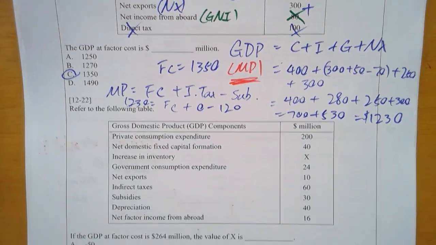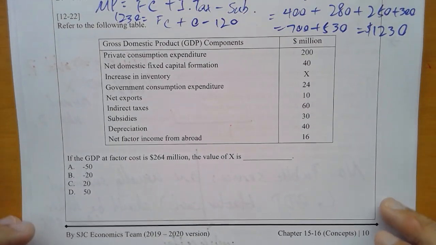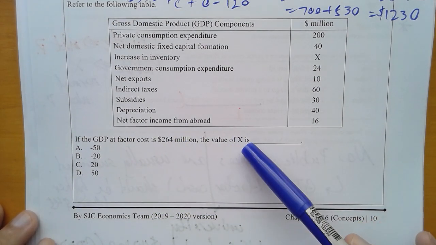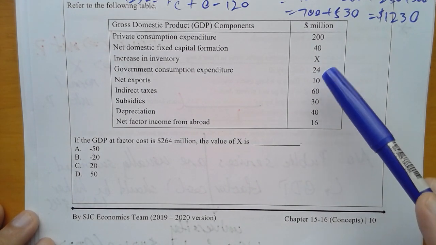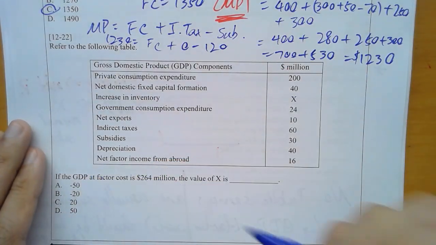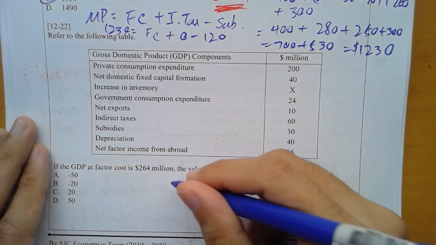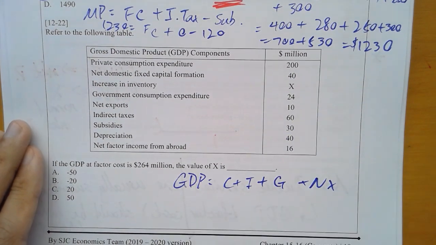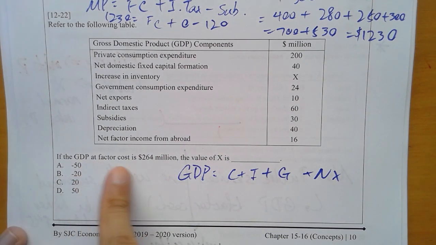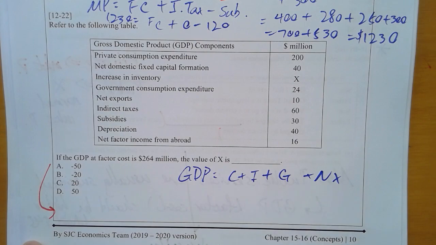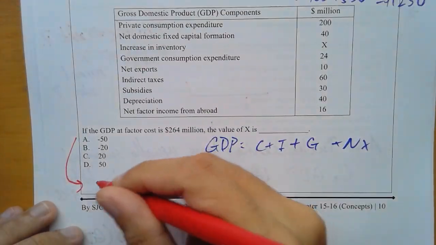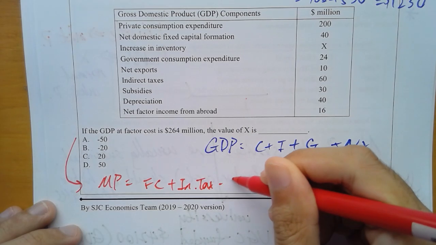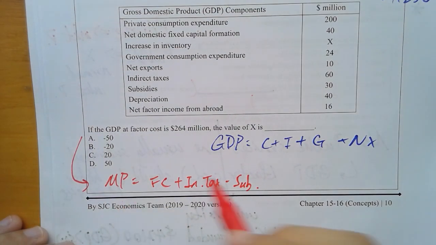Now you see, we are getting more and more mechanical. Now here, it is given GDP at factor cost is this number. Okay, the value of x. Now we need to figure out the value of x. First of all, since we know CIG here, GDP equals CIGNX. We know this is market price, right? So let's first convert this number back to market price. Market price equals factor cost plus indirect tax minus subsidy.